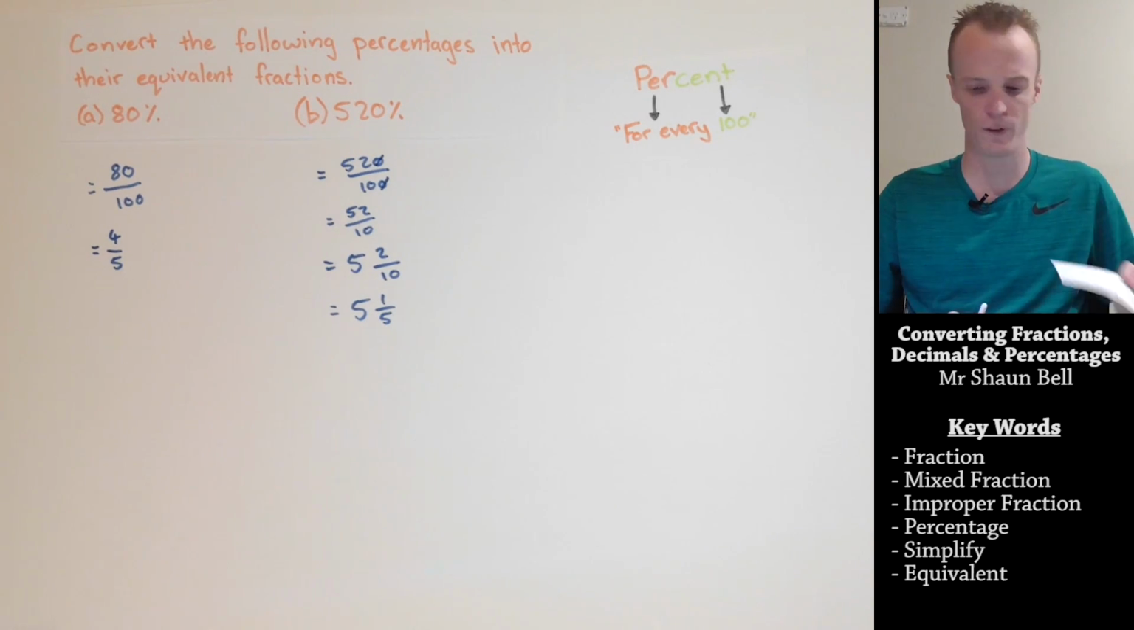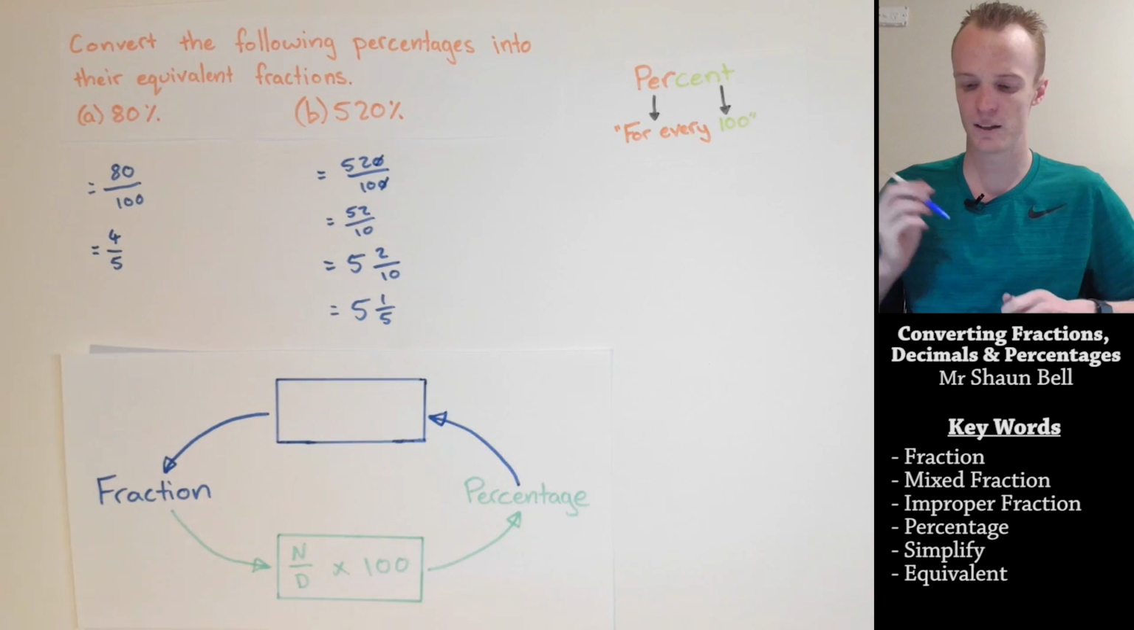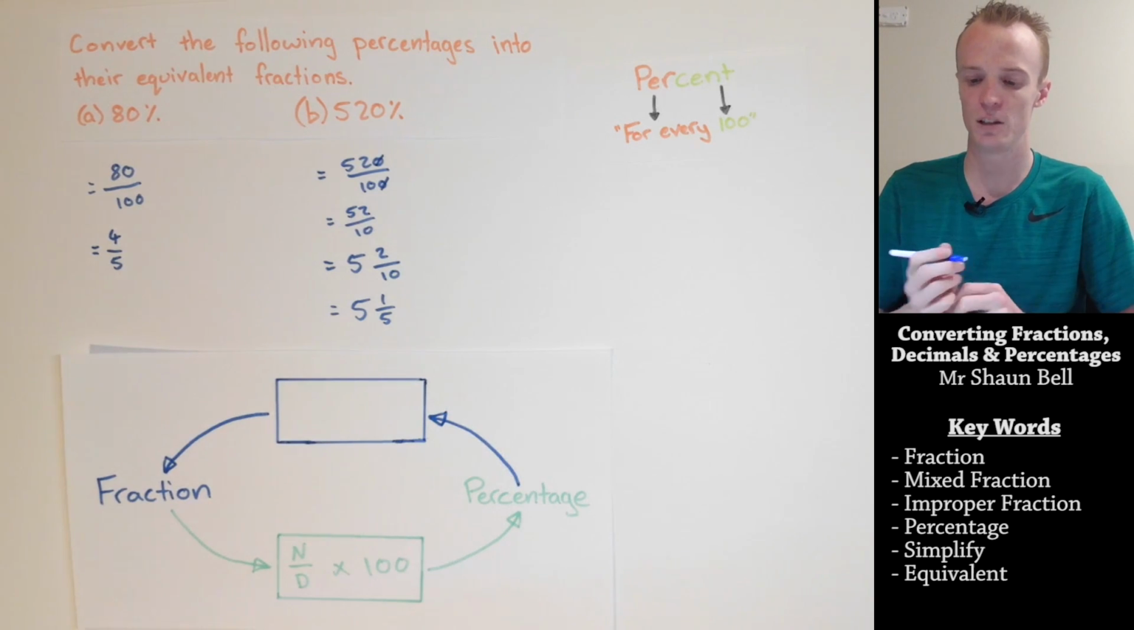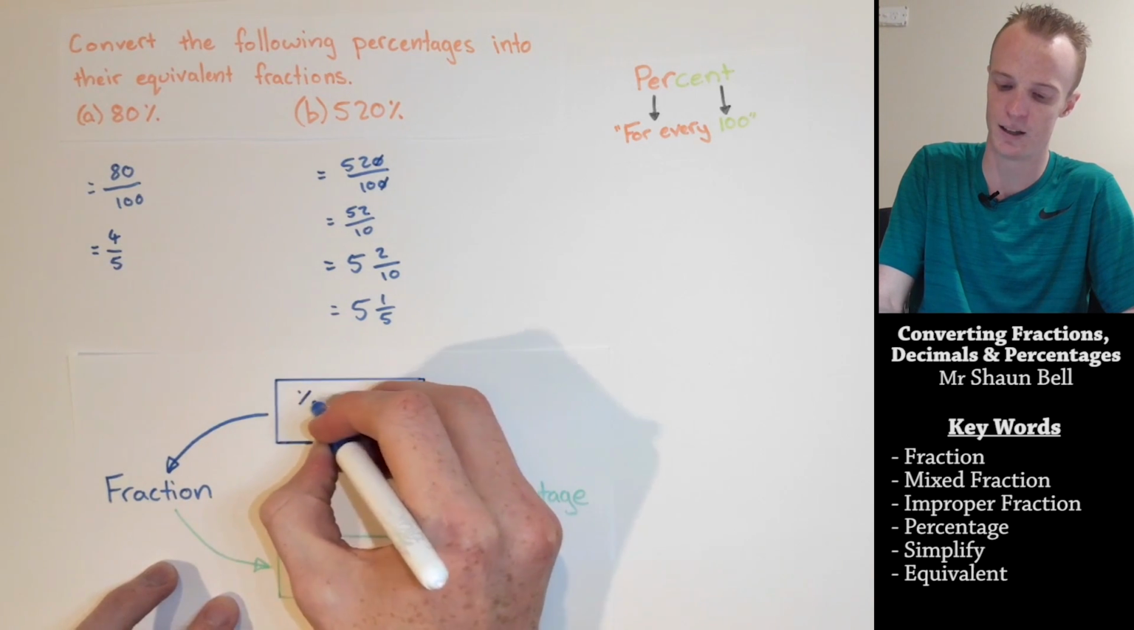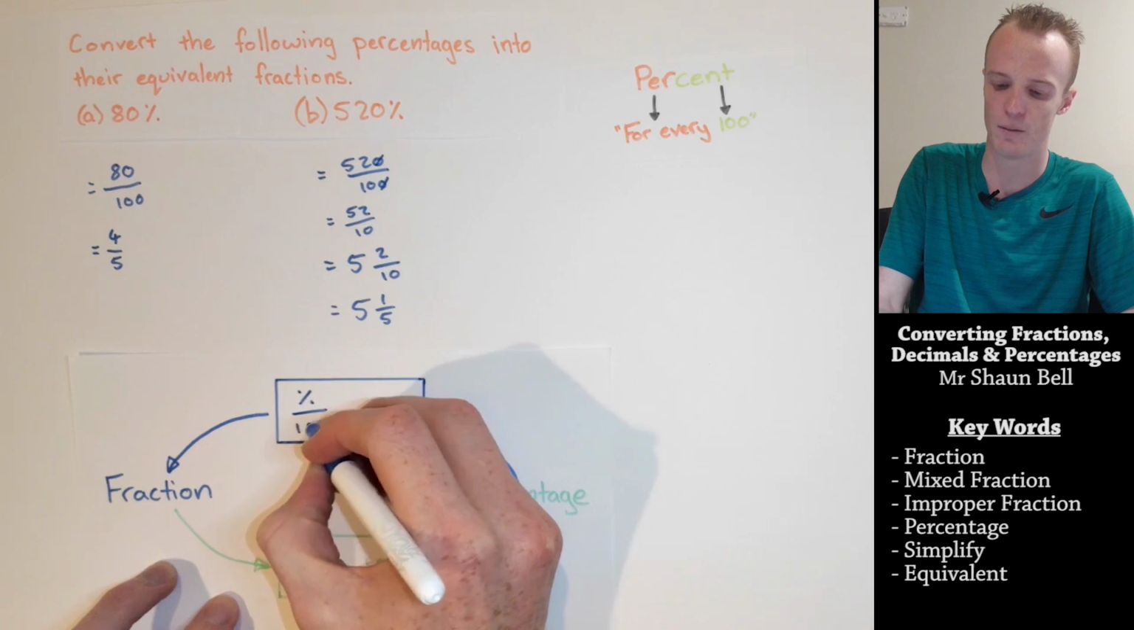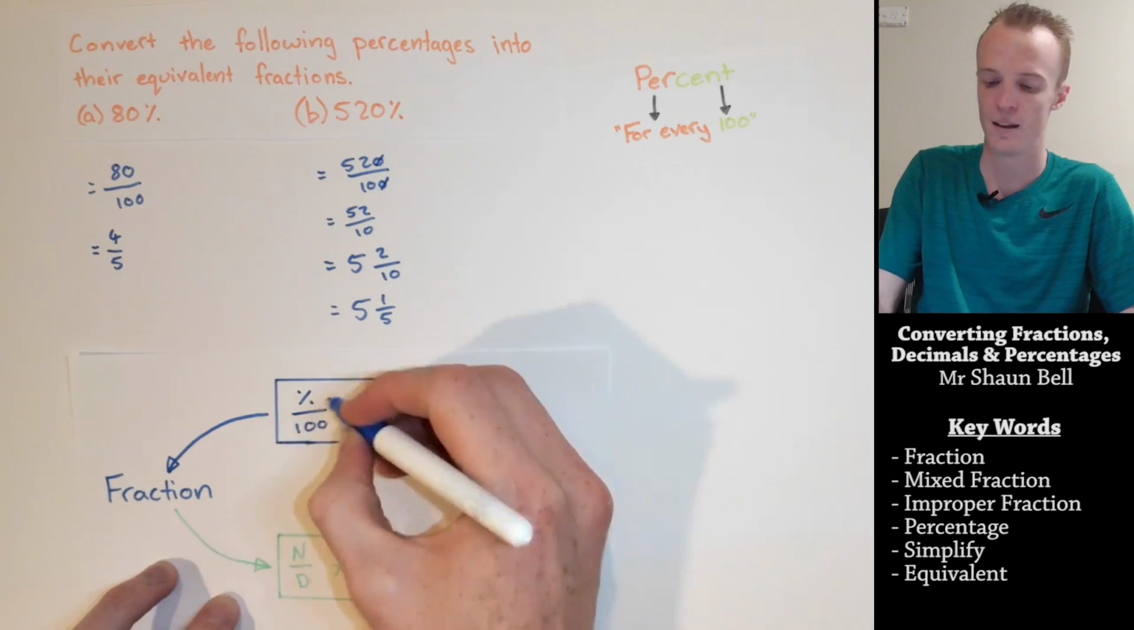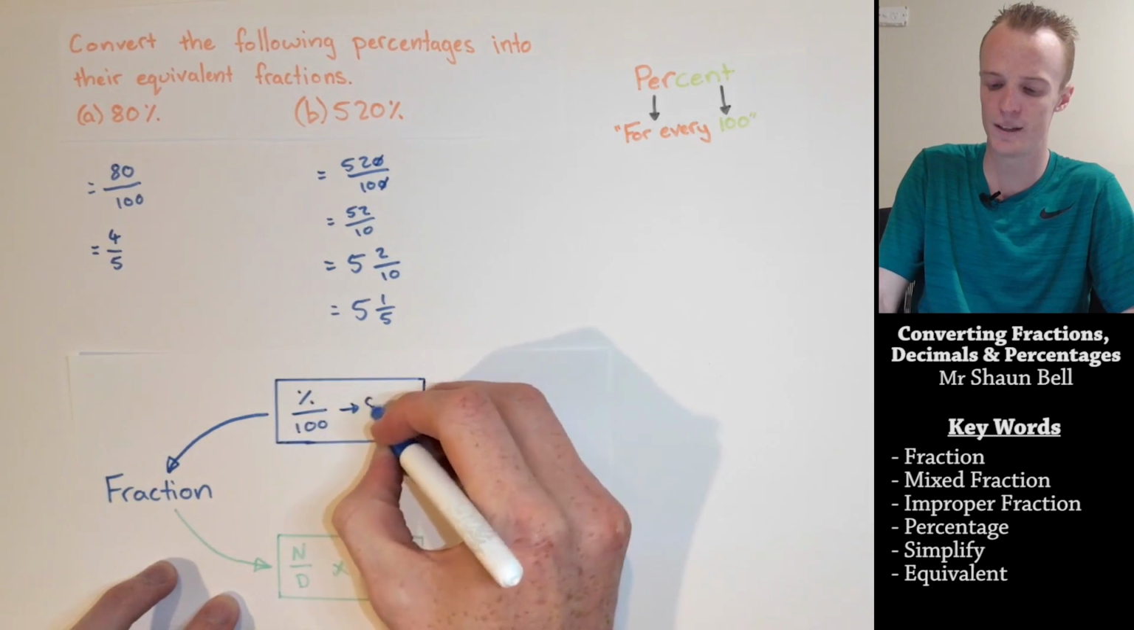So when we're converting percentages back to fractions, what we're actually doing is taking the percentage, dividing it by 100, and finally we're simplifying.